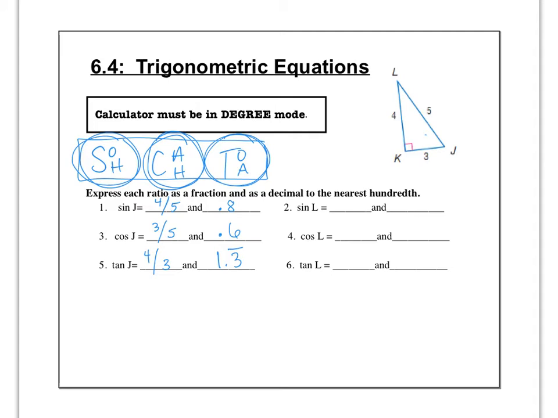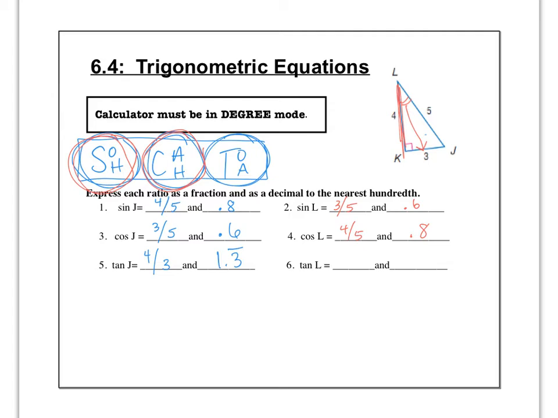Okay, so for number 2, I'm going to do the sine of L. So this time I have to go to angle L. And remember, sine is opposite over hypotenuse. So opposite of L is 3. So this is 3 over 5, which is 0.6. Then I have to do cosine. Remember, cosine is adjacent over hypotenuse. Adjacent is the 4. So hypotenuse is 5, so it's 4 over 5, which is 0.8.